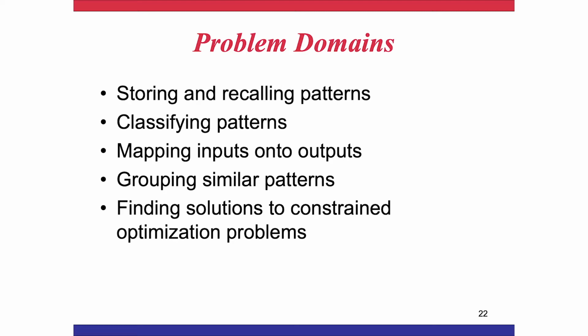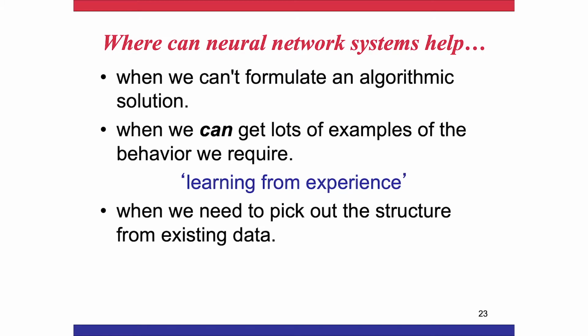Similarly, as the neural network has a very good way of minimizing the error, it can be used very well in optimization problems and in finding solutions to optimization problems.